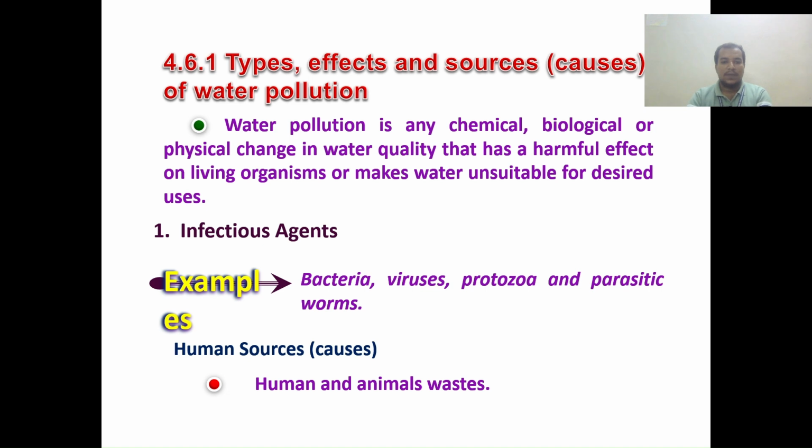Now, the types and effects of water pollution. Water pollution is any chemical, biological, or physical change in water quality that has a harmful effect on living organisms or makes water unsuitable for desired uses. Infectious agents like bacteria, viruses, protozoa, and parasitic forms are the infectious agents of water pollution. And human sources are the most affected by water pollution.